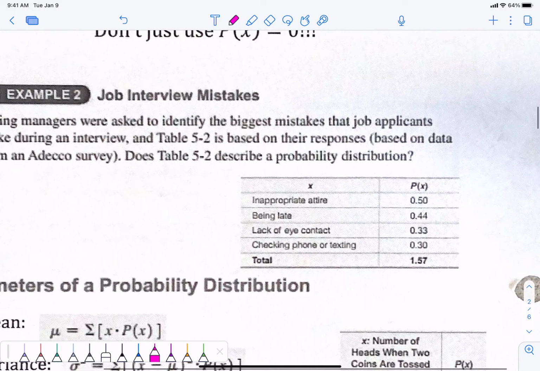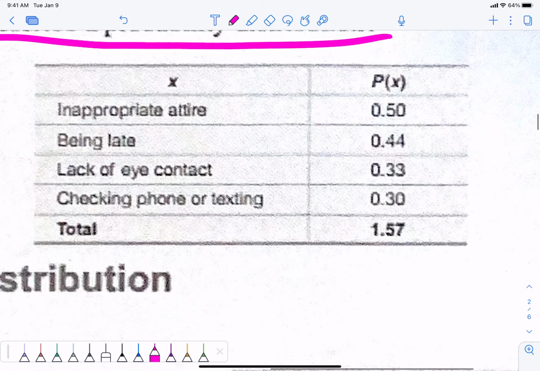Check it out. Does this table describe a probability distribution? So they're talking about reasons. They're talking about stupid things that people do when they're getting interviewed for a job. Okay? Inappropriate attire. 50% of the time, people were not hired because they were not wearing the right thing. Being late. Are you kidding me? 44% of the time, they were not hired because they were late to the interview. Don't do that. That's stupid. Why would you do that?